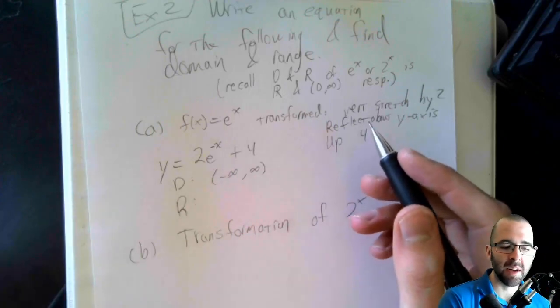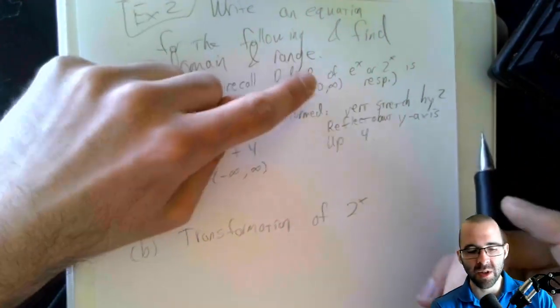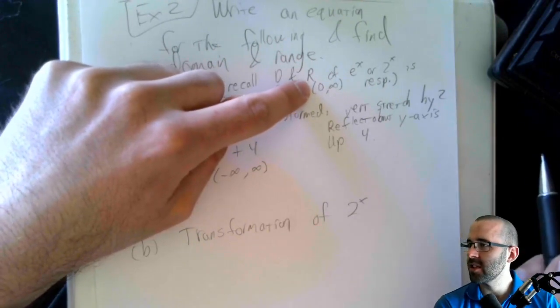Or you could graph it. A couple different ways of thinking about it. But look at the function transformations, right? The range of a standard exponential function is 0 to infinity.